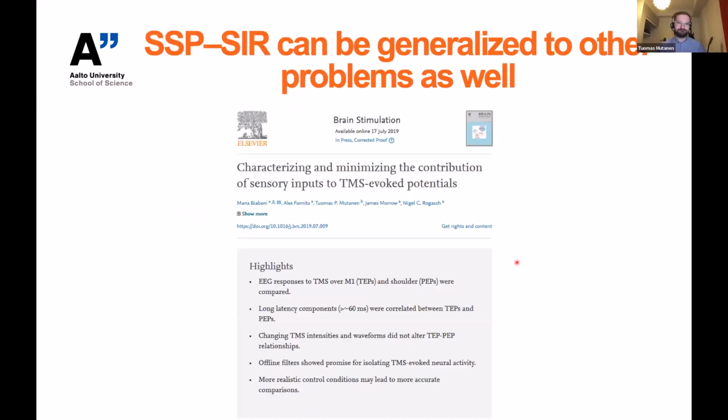Just a quick note that this SSP-SIR method is completely generalizable for many problems, as long as you can find a strategy to estimate the artifact topography. So this is just an example that I will not cover in this session, but here we started with Mutanen, Metsomaa and others. If you could estimate from sham data the topographies for these peripheral responses that Leo talked quite a bit about in the previous presentation, I think it still requires some work, but the results are at least promising to some extent.